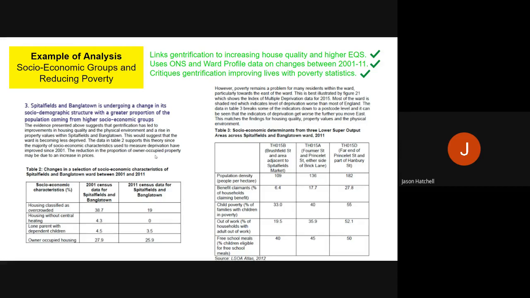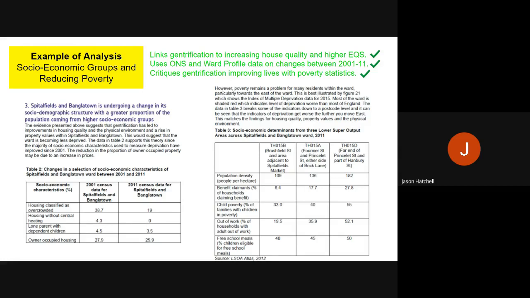However, and you can actually see on the right-hand side, the student starts the next paragraph with, however, poverty remains a problem. The student says that the index of multiple deprivation for 2015 says that this is one of the most deprived wards in the UK. The student also then researches from LSOA Atlas there at 2012 some data that shows population density, child poverty, out of work people, free school meals, etc., to show that there are other indicators you can look at that show poverty is still a major problem in this area.